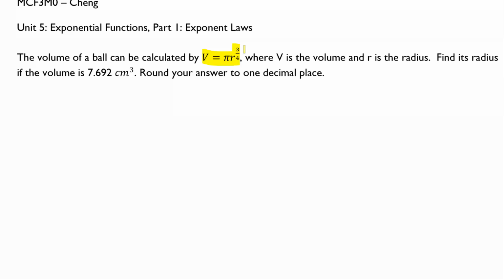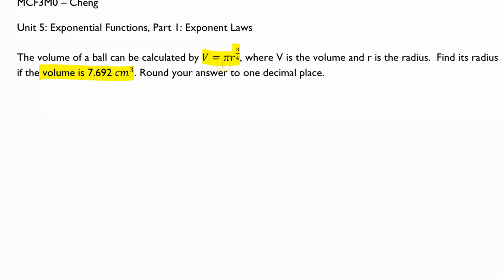Okay, so looking at it, we've got a formula, right? And it's a formula because there's more than one variable there, and we just need to plug in and solve for whatever the variable is. In this case, what we're plugging in is that the volume was 7.692. We need to substitute it in because, like I said in the beginning, you want to substitute in any other variable so that you can only work with the one variable. If you've got two variables in play, it's no good.